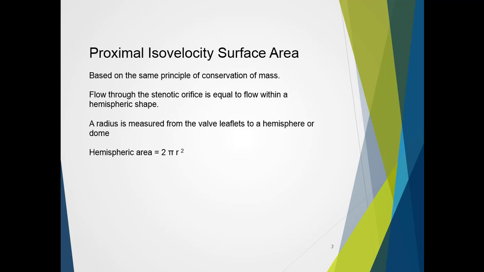The proximal isovelocity surface area is based on the same principle of conservation of mass. It is important to note that many students misinterpret the isovelocity as isovolemic from previous physiological learning. This calculation makes the assumption that flow through a regurgitant orifice is equal flow within a hemisphere shape. A radius is measured from the valve leaflets to a hemisphere or dome, which is made when colour is applied with specific settings. We know that a hemispheric area is equal to 2 pi r squared.